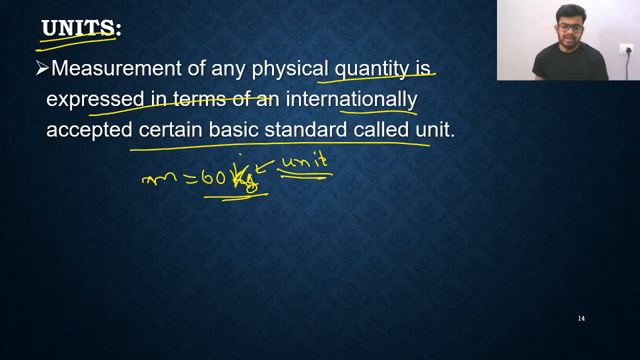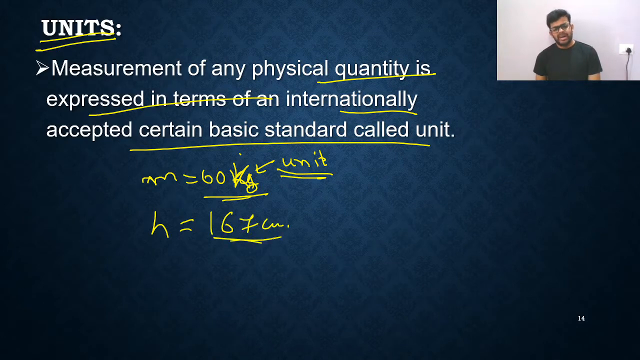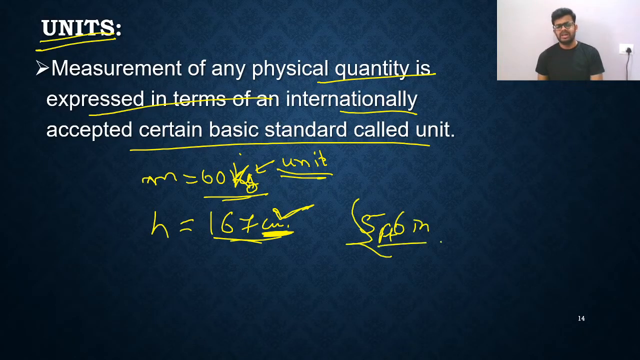If I ask you what is your height, you will say my height is 167 centimeter. So this centimeter is giving the information that you are talking about your height or some length. Next, you can also say your height is 5 foot 6 inch. So simply speaking, you can directly say 5 foot 6 inch. This foot and inch are what? These are units.